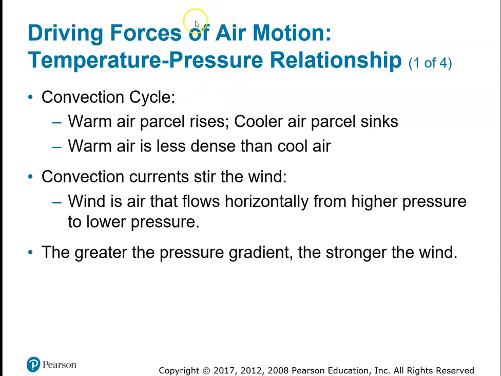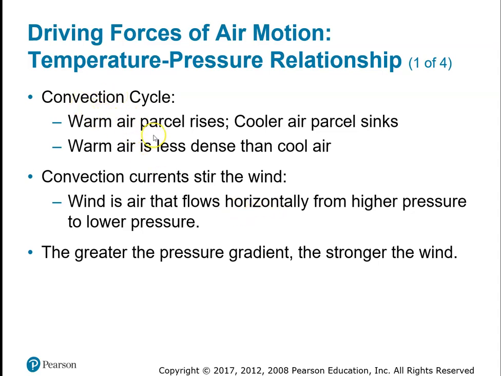The warm air is rising, it cools. As it gets higher and higher in the atmosphere, you get lower density, and so that cooler air will sink. So warm air is less dense than cool air. So convection current stirs the wind. So wind is the air that flows horizontally. Okay, so that's important.